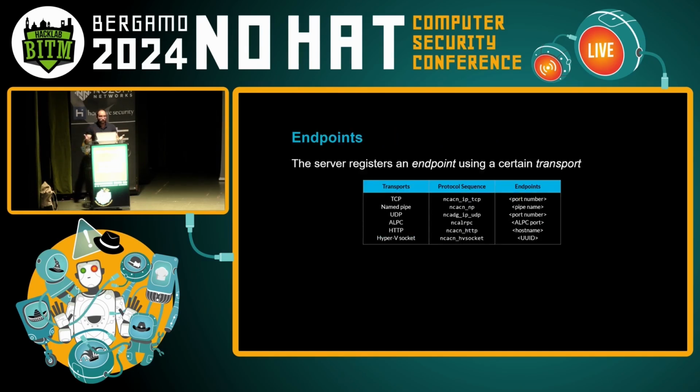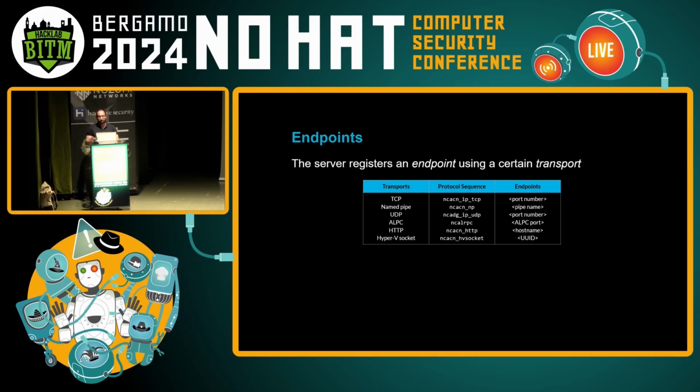But for communication to pass and for calls to go, we have to somehow send the data over. For that, we have transport protocols, and endpoints are what we connect over those transports. So we can have TCP as the transport protocol, and an endpoint will be a port number. Same with UDP. We also have named pipes over SMB, which are very common. And then we have a pipe name. And we also have here a few more examples like ALPC ports, which are only local, HTTP, or Hyper-V sockets.